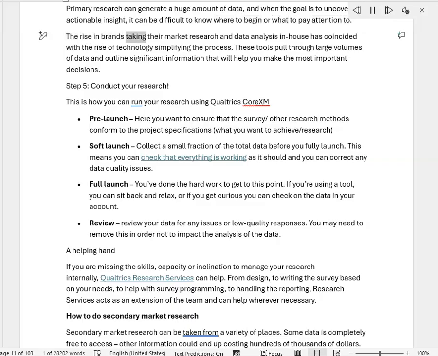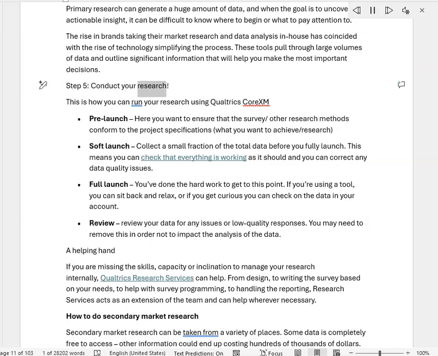The rise in brands taking their market research and data analysis in-house has coincided with the rise of technology simplifying the process. These tools pull through large volumes of data and outline significant information that will help you make the most important decisions.